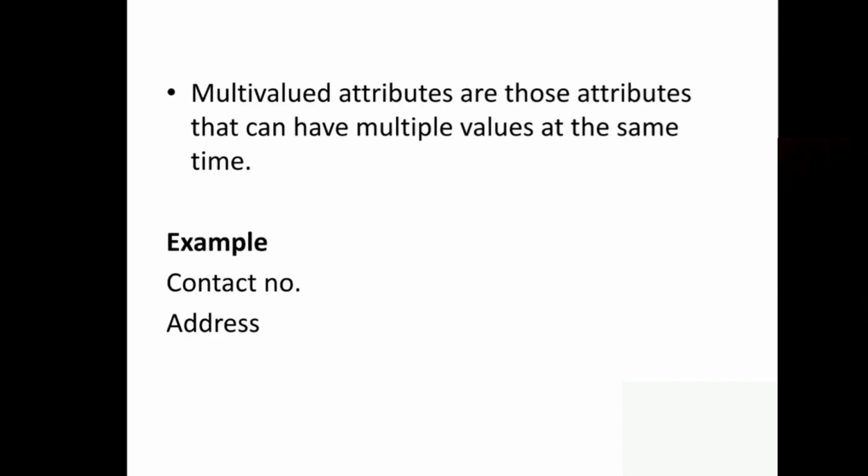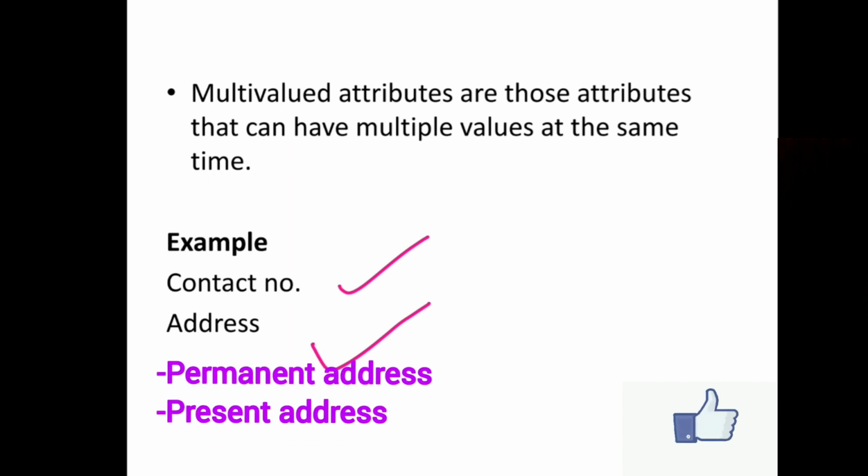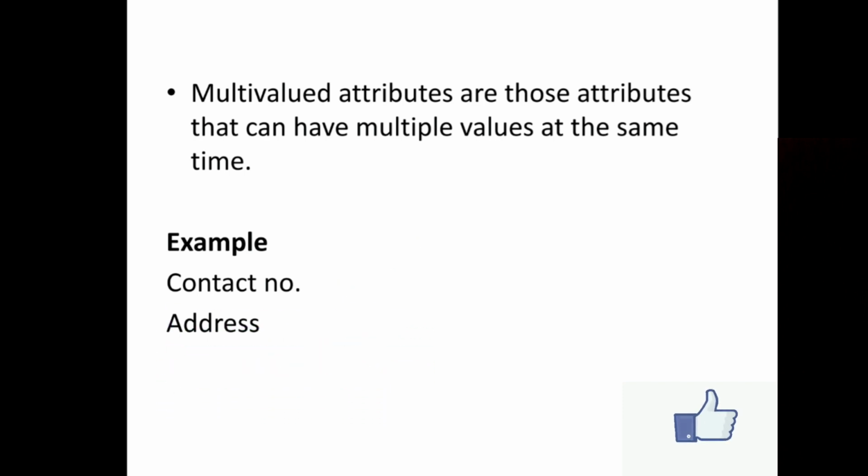Whereas if we talk about the multivalued attributes, these are those attributes that can have multiple values at the same time, right? For example, the contact number or address of a student, because a student can have more than one contact number also. And the address can also be multivalued, as permanent address or present address, right? So this is about the single versus multivalued attributes.